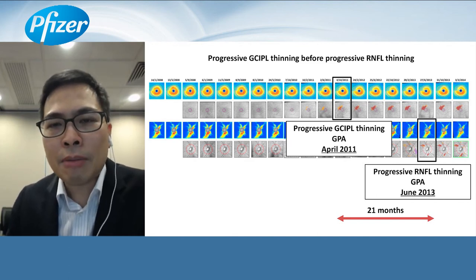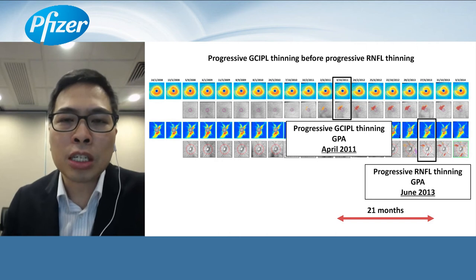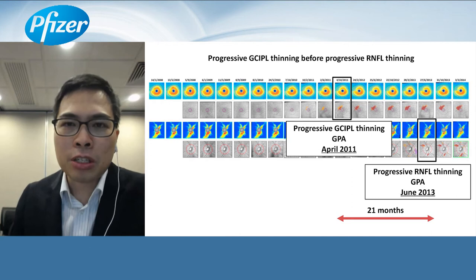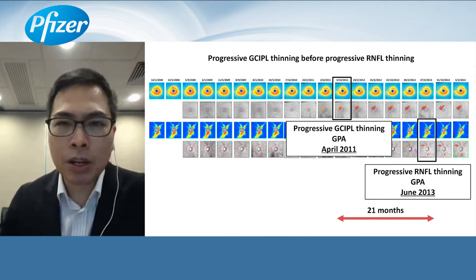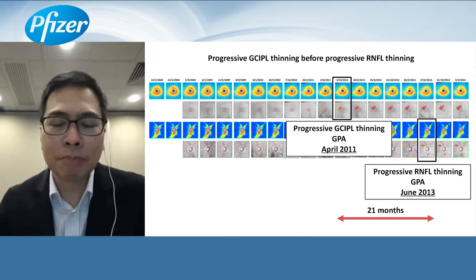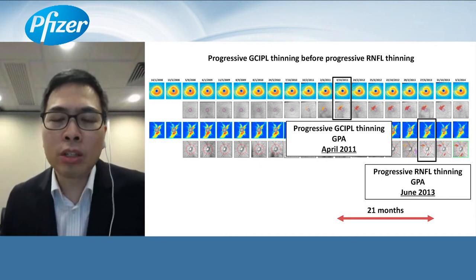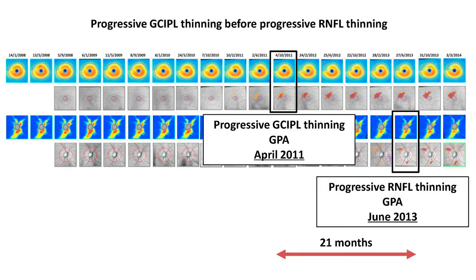The GCIPL represents the cell body and the dendrites of retinal ganglion cells. And we are interested to measure the GCIPL of the macula because the macula has the highest density of the retinal ganglion cells. We measure the retinal nerve fiber layer over the peripapillary region, or regions adjacent to the optic nerve head. We measure retinal nerve fiber layer over the peripapillary area because all the retinal ganglion cells send their axons towards the optic nerve head. And that's why the retinal nerve fiber layer is thickest over the peripapillary region.